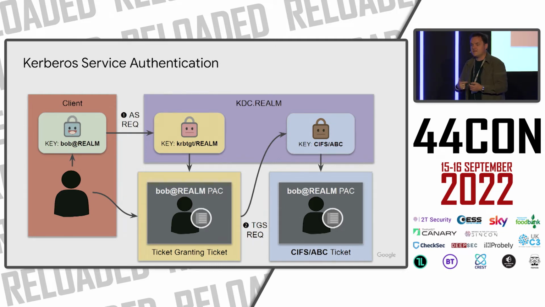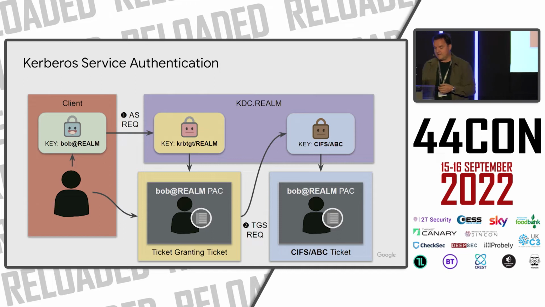When you want to do that service authentication, say you want to contact an SMB server, you would actually have to then take that ticket granting ticket and the associated key that you've been given, and use that to generate another request to the KDC to say, hey, can you also give me a ticket which corresponds to this service? And that's using something called a service principal name, and this is this CIFS/ABC.